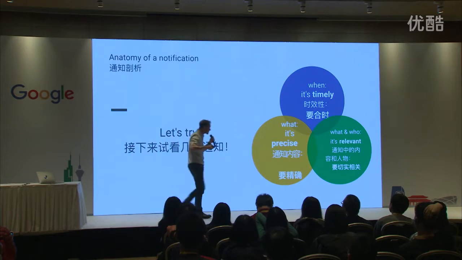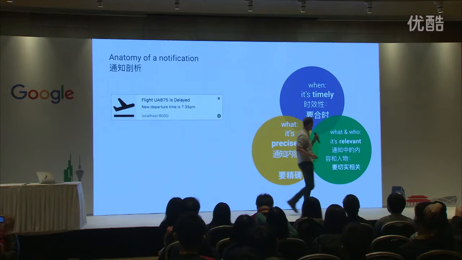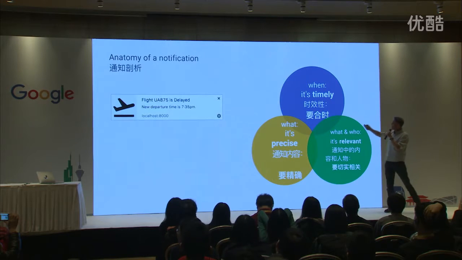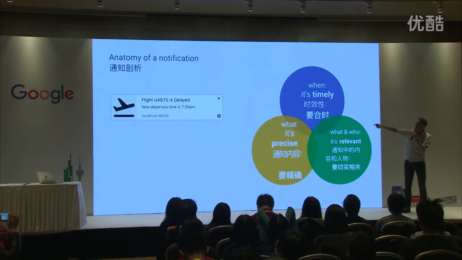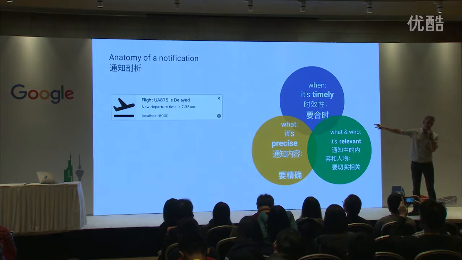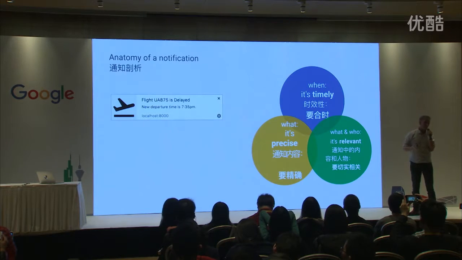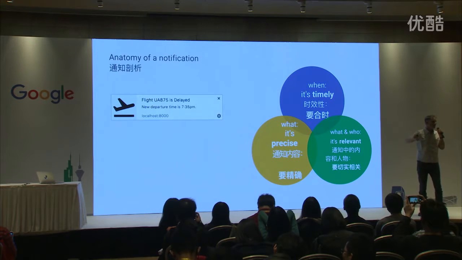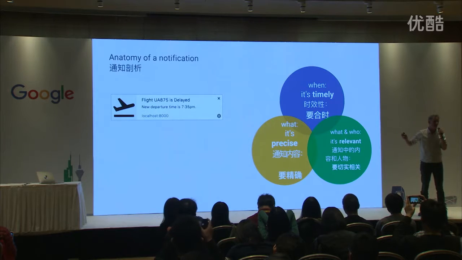Anyway, let's try it out with some real examples. Remember these three ideas: precise, timely, relevant. Well, this is a classic good notification. You get a notification like this. It tells you a particular flight is delayed, even gives you the new departure time. You don't need to do anything more. This is all the information you need.